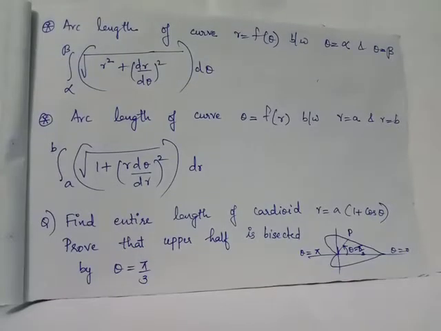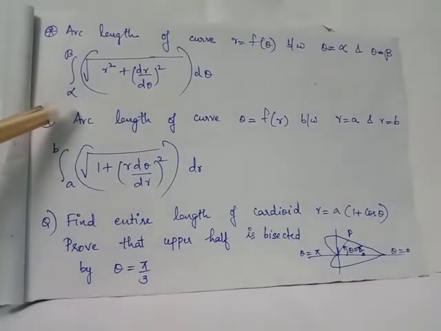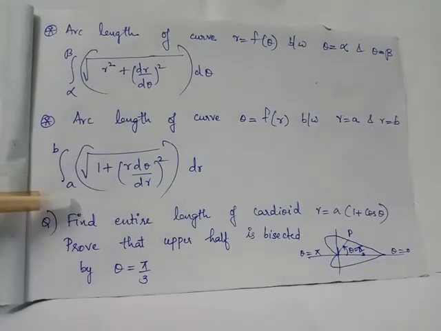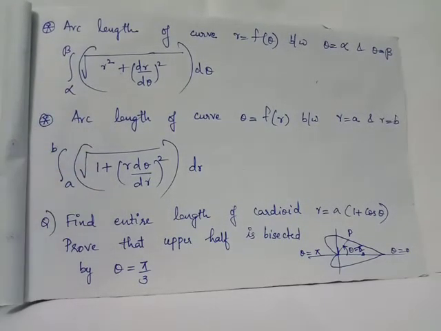If the curve has the equation of the format r equal to f of theta with the range of variation of theta from alpha to beta, the arc length of the curve is integral alpha to beta root of r square plus dr by d theta the whole square into d theta. If the curve is of the form theta equal to f of r with the range of variation of r from a to b, the arc length is integral a to b root of 1 plus r d theta divided by dr the whole square into dr.